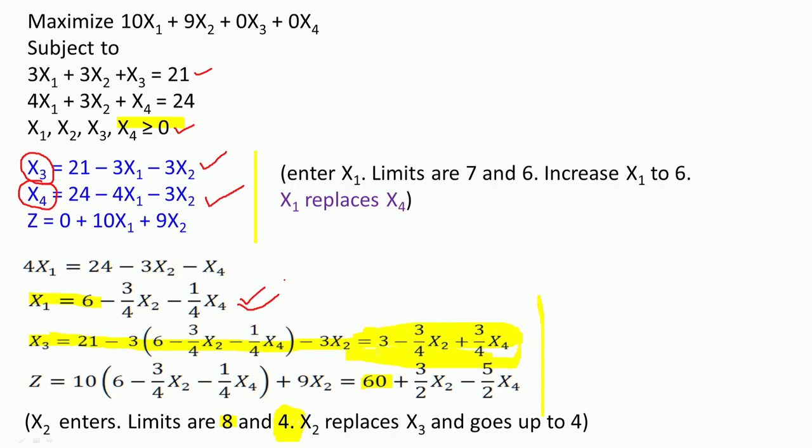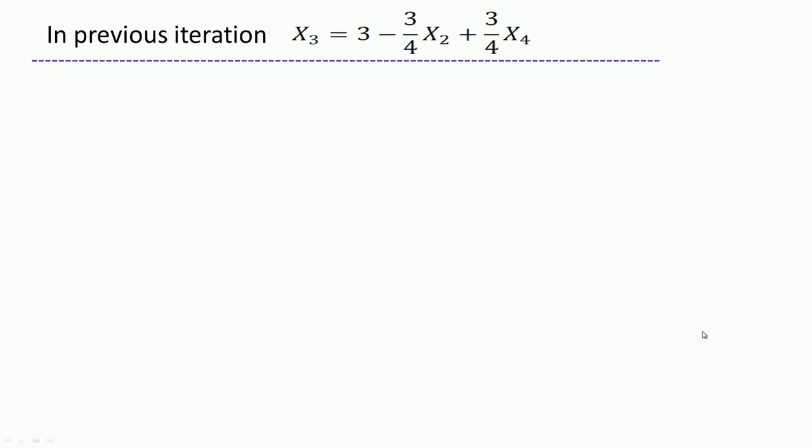Now, x2 will come to the left hand side of this equation, x3 will become 0 and go to the right hand side of this equation. So, from the previous solution, x3 was 3 minus 3 by 4 x2 plus 3 by 4 x4, x2 comes to the left hand side and x3 comes to the right hand side. Now, this is written as 3 by 4 x2 is equal to 3 minus x3 plus 3 by 4 x4, and x2 is written as 4 minus 4 by 3 x3 plus x4. From this, you multiply everything by 4 by 3, you get this expression.